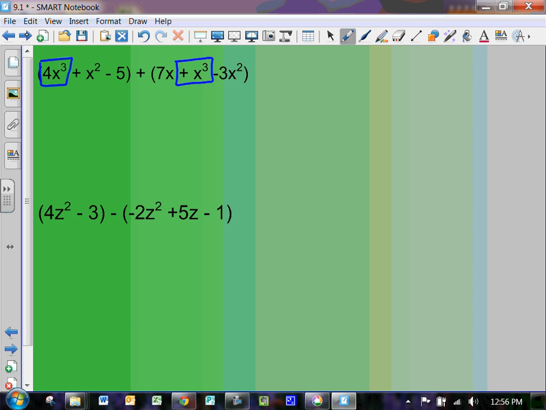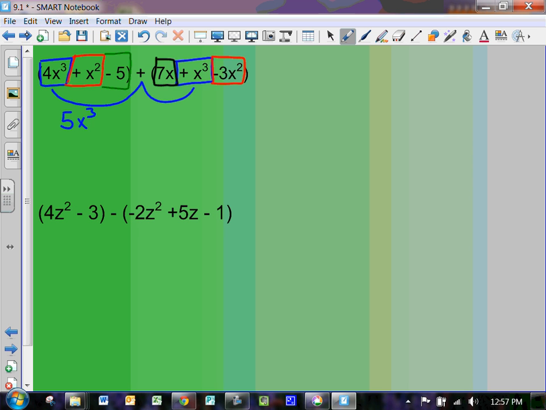I also have an x squared, and I've got an x squared over here, so there's a box around that. And then I have a 7x, which doesn't have anything with it, so it's kind of by itself. And lastly, I have a minus 5. So now let's start looking at going from biggest to smallest. My biggest ones are my blue. So 4x to the third plus a positive x to the third. So that means I have 5x to the third.